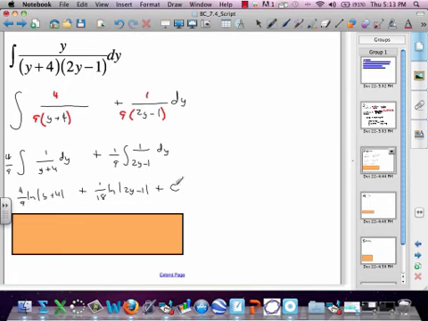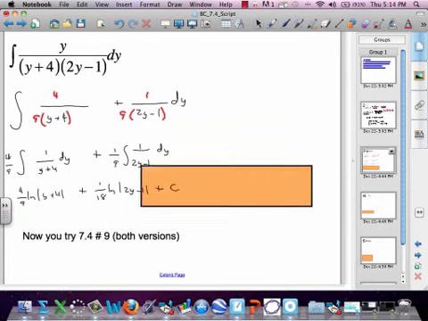Okay, so that's the basic case. Two linear factors will come out to be two different fractions with linear denominators, and these always end up being ln's in the cases that we're going to see.